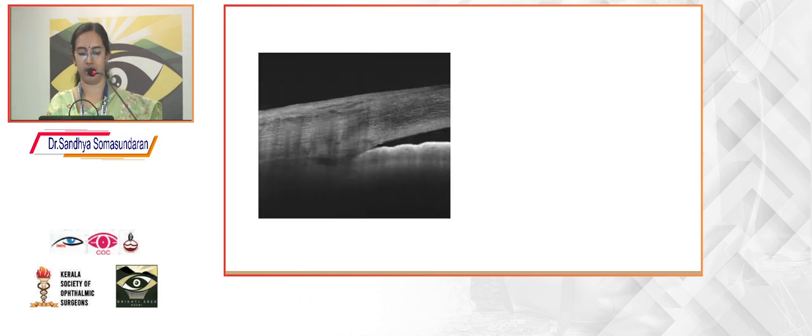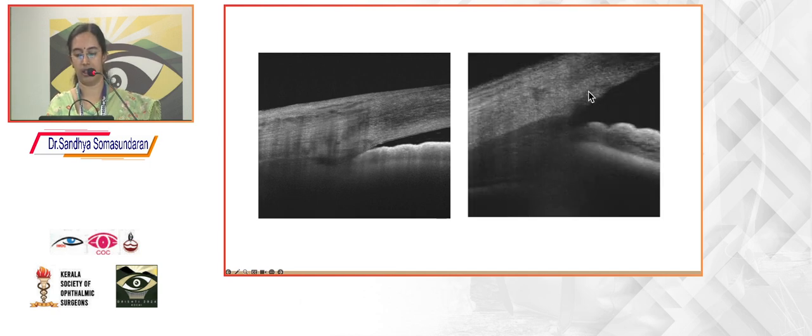Again this is closed. Here this is the bell. You can see the trabecular meshwork. There is iridotrabecular contact. Again this is open. This is the trabecular meshwork. This is the bell. It is open.